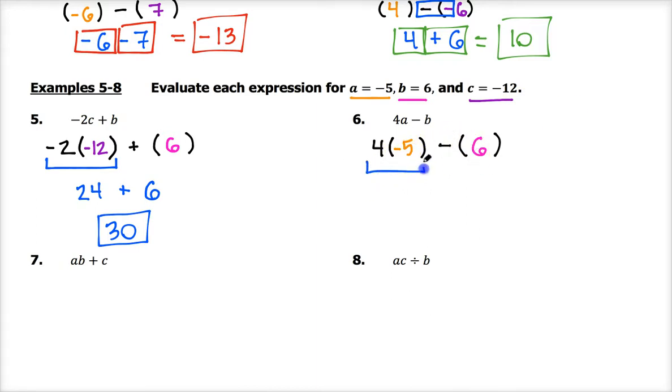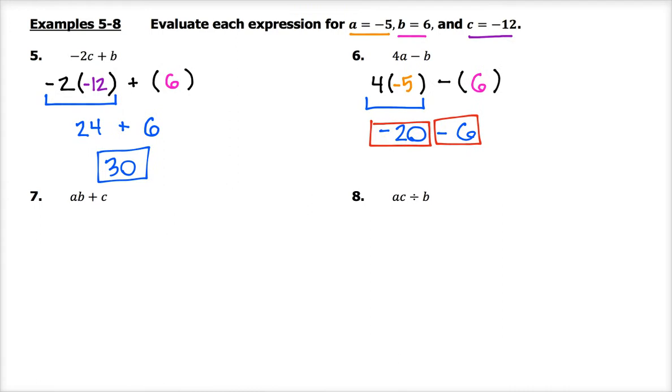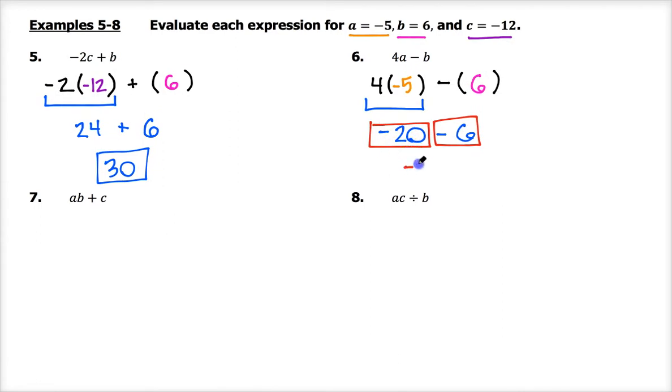Well, 4 times negative 5 is negative 20. So this becomes negative 20 minus 6. So you have 20 negatives. You're combining those with 6 more negatives, and negative 20 minus 6 gives us a negative 26.